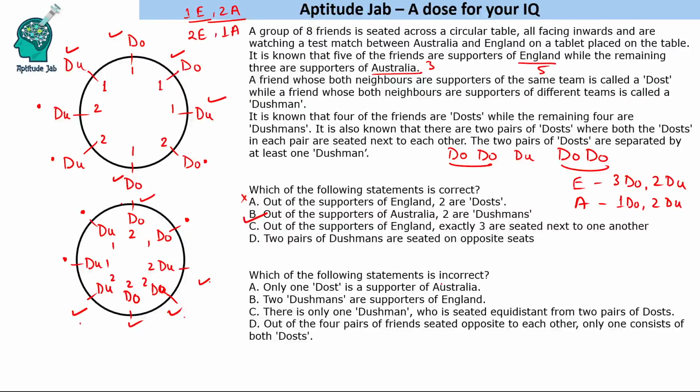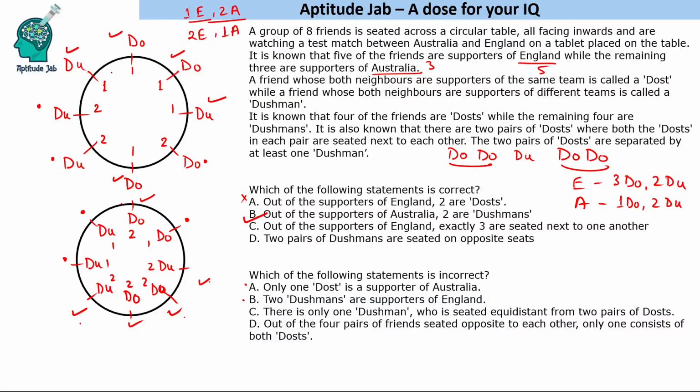Second question, which of the following statements is incorrect? We have to find which is incorrect. Only one dost is a supporter of Australia, so in Australia there is only one dost, correct. Okay, we have to find incorrect. 2 dushmans are supporters of England. Yes, 2 dushmans are supporters of England. There is only one dushman who is seated equidistant from 2 pairs of dosts.